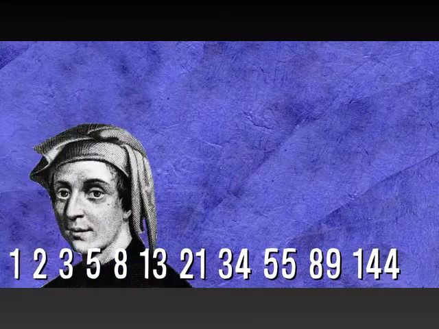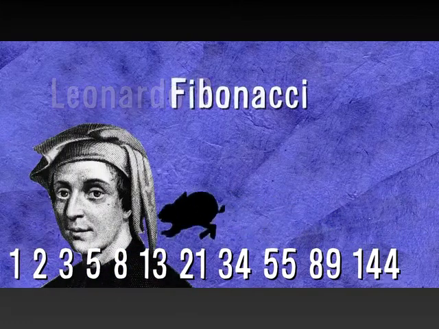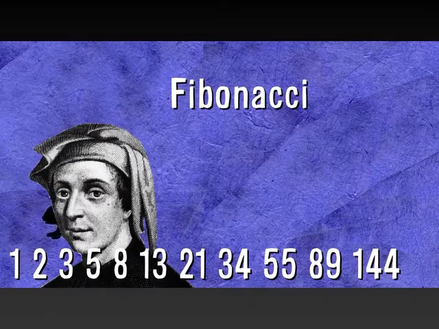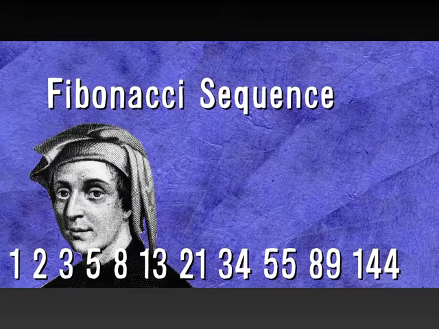Now maybe this number sequence looks familiar. What Leonardo Bonacci, better known by his nickname Fibonacci, had uncovered with the help of his rabbits is the so-called Fibonacci sequence. You'll notice that each new term in the sequence is produced by adding together the 2 previous terms. 1 plus 2 equals 3, 2 plus 3 equals 5, 3 plus 5 equals 8, and so on, giving the famous sequence of Fibonacci numbers.